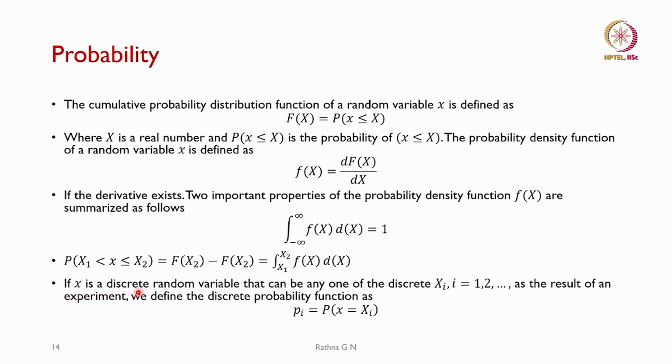So, if x is a discrete random variable that can be any one of these discrete xi, that is i equal to 1, 2, etc., as the result of an experiment, we define the discrete probability function as pi is equal to capital P of x equal to xi.